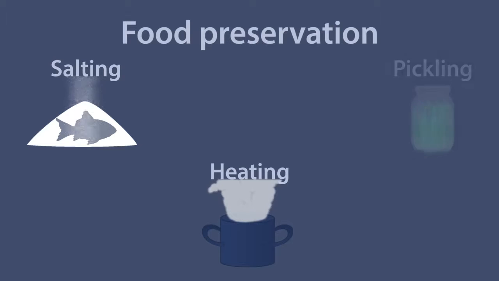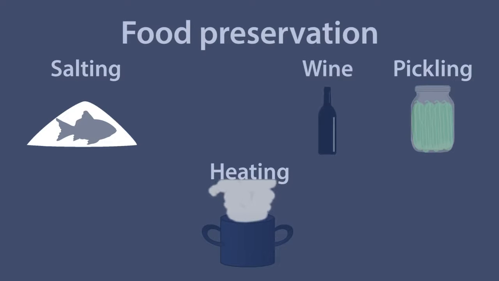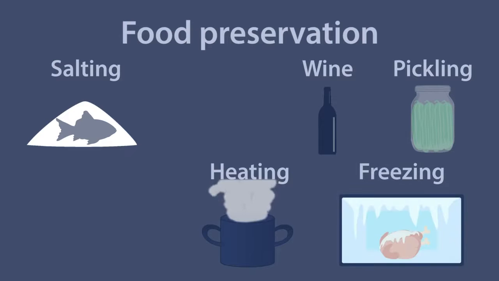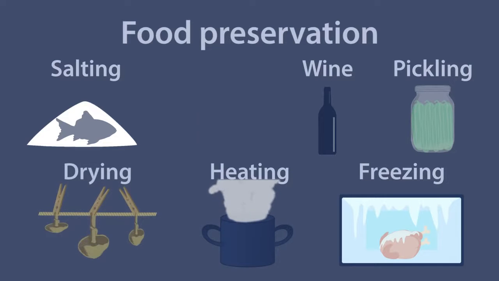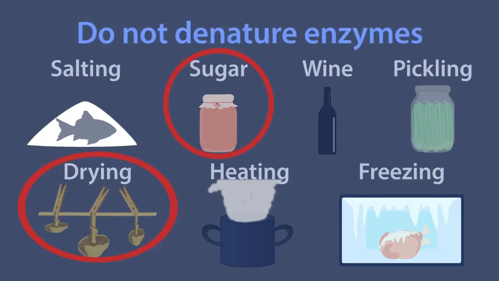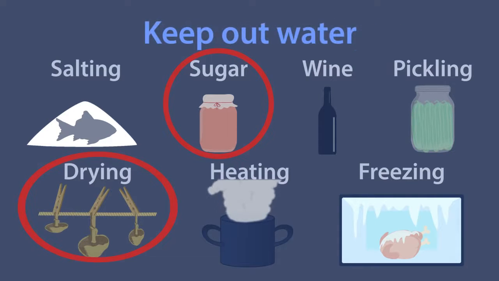The main methods are salting, heating, preserving in acid, like pickling, preserving in alcohol, like wine, freezing. We also preserve food by drying or storing it in sugar. However, these methods do not denature enzymes but work by keeping out water, in which mold and bacteria thrive.